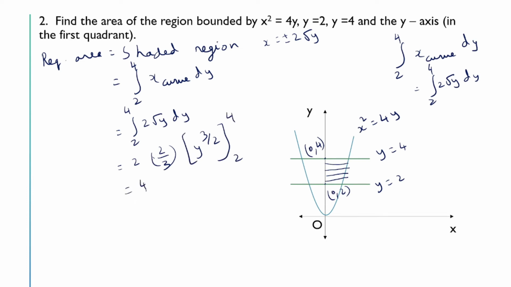So this is equal to 4 by 3 into, here 4 raised to 3 by 2, it is nothing but 4 root 4 and 2 raised to 3 by 2, it is nothing but 2 root 2. So here 2 is common, we can take it outside. So this is equal to 8 by 3 into 4 minus root 2 square units.